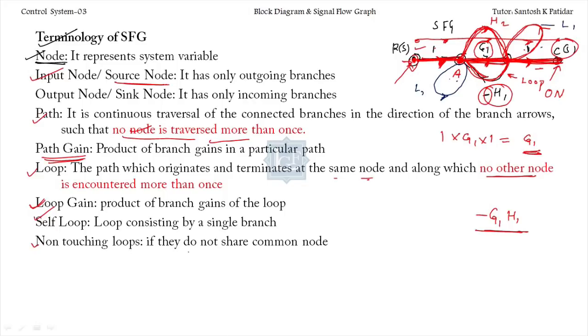So what is the definition? If they do not share a common node. If we talk about this L2 and L1, they are not sharing a common node. They are far away from each other, so I can say these are the non-touching loops. If someone talks about the non-touching loop gains, you will multiply the individual gains of these two loops. Let's take this one as H3 and this as H4. So the non-touching loop gain will be H3 into H4. Correct?